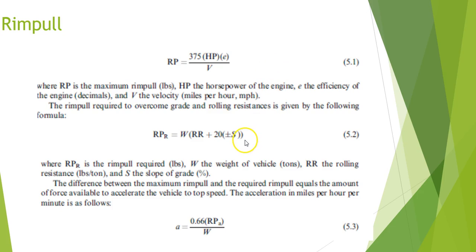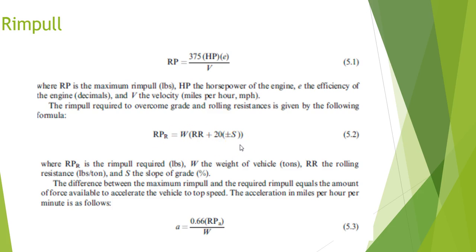Also, when you have grade and rolling resistance, the amount of rim pull required is a function, again, of the weight of the vehicle in tons, W, RR, which is the rolling resistance, and we looked at that last week, and S is the slope of the grade. So as the grade increases, you'll see that the rim pull required increases too. If the grade is negative, or you're going down slope, you can see that the rim pull becomes smaller.